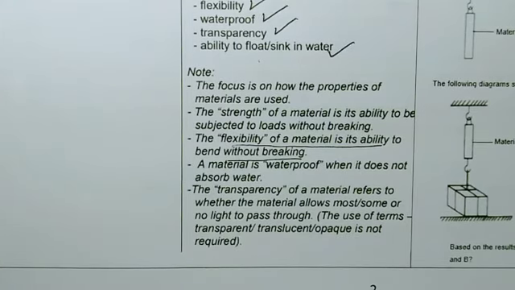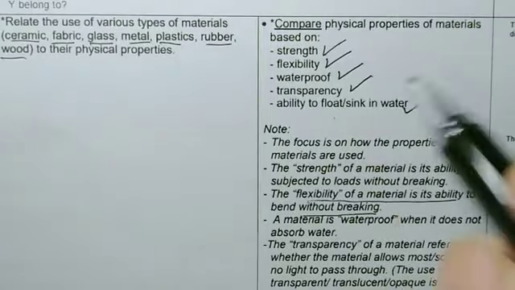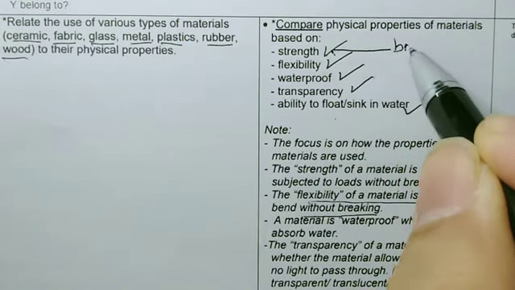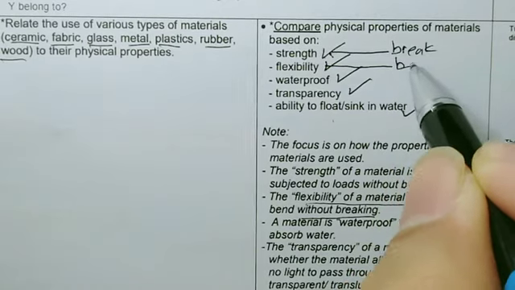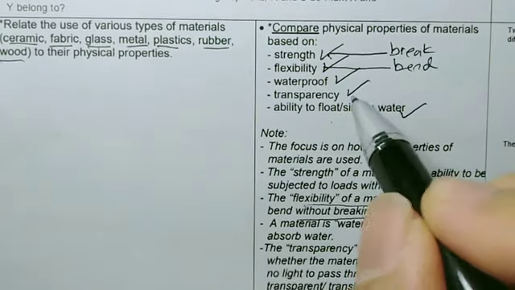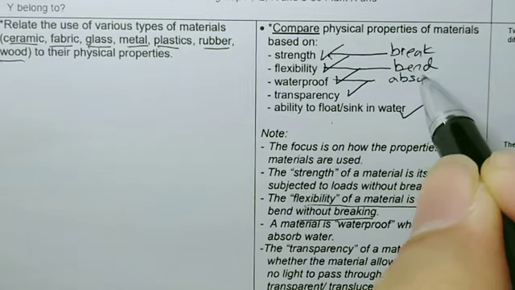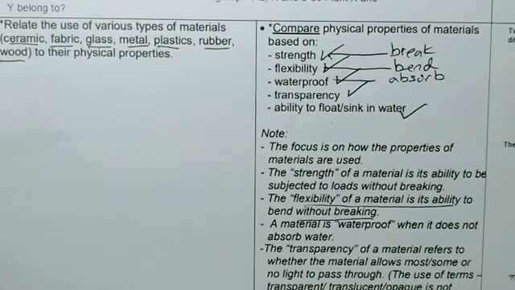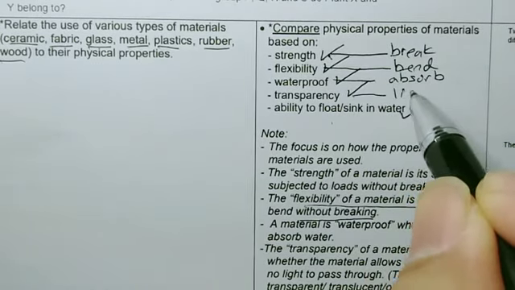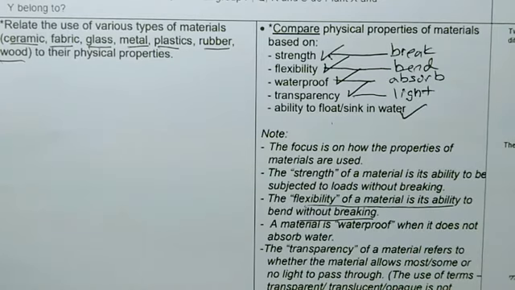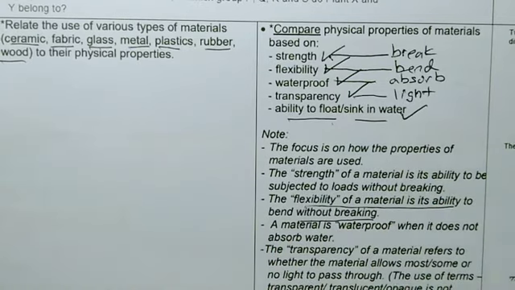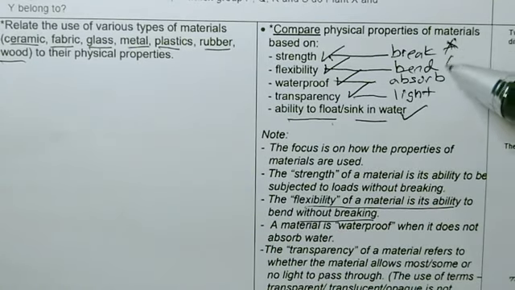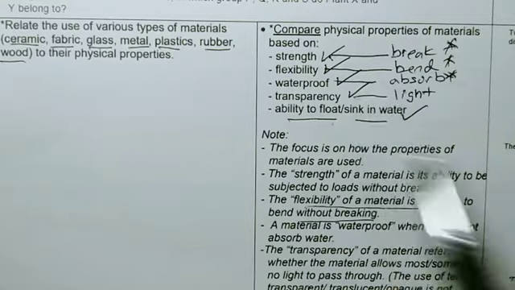There are some clue words to tell you which one. Clue words for strength will be something about breaking or not breaking. Clue words for flexibility are about bending. Clue words for waterproof, of course, are about absorbing or not absorbing water. Clue words about transparency will be letting light pass through or not letting light pass through. Ability to float or sink in water is simply whether it can float or sink. So take note of all these clue words. They will tell you which property is being discussed in the question.